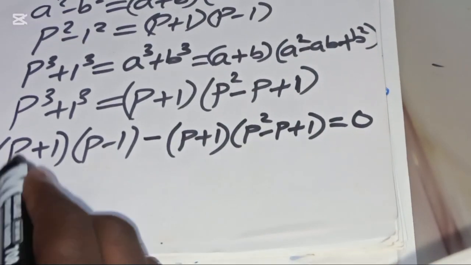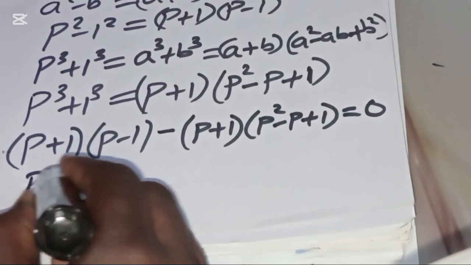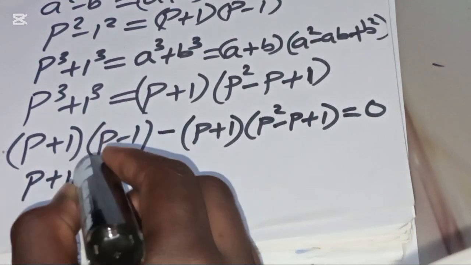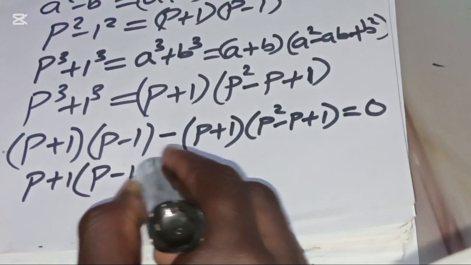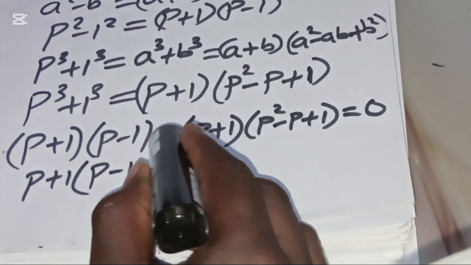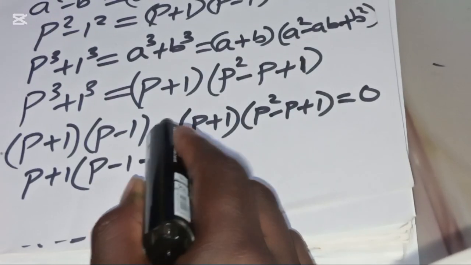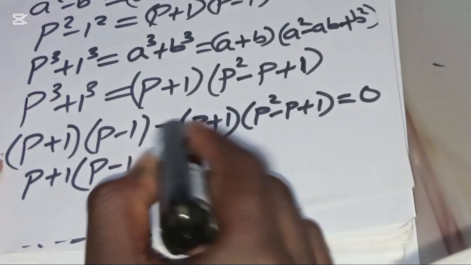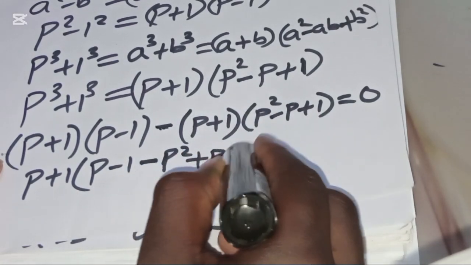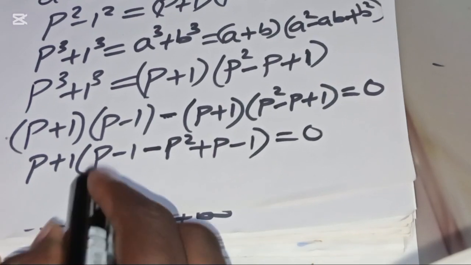Now, as you can see, p plus 1 is common, so we factor out p plus 1. So we'll have p plus 1 into the parentheses. We'll have p subtract 1, subtract, now we have p squared, then negative times negative p, we'll have plus p, then negative times positive 1, this is negative 1. This is equal to 0.